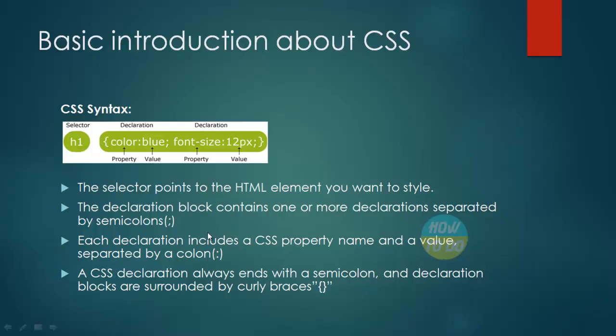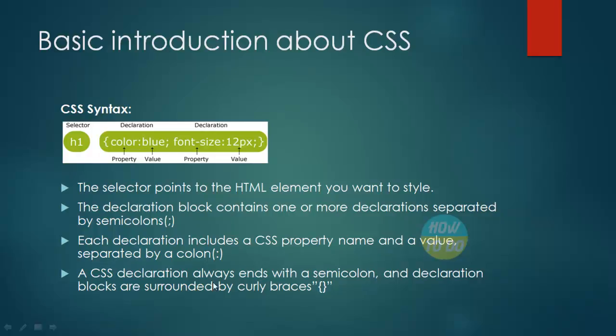The declaration block contains one or more declarations separated by semicolons. So this is the declaration block, wherein you will have the property and the value mentioned in it, closed off with a semicolon. Each declaration includes a CSS property name and a value. So this is the property name and this is the value. If you take the example of this particular syntax, color is a property name and blue is the value, and these are separated by a colon in between.